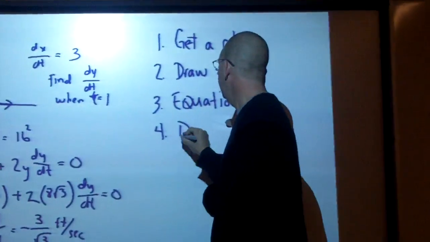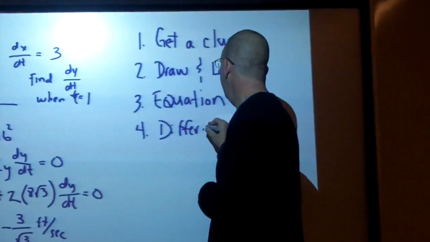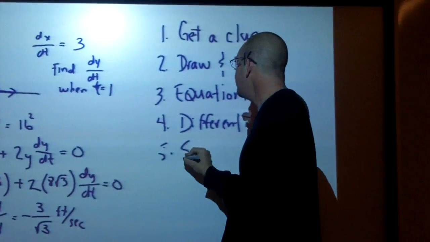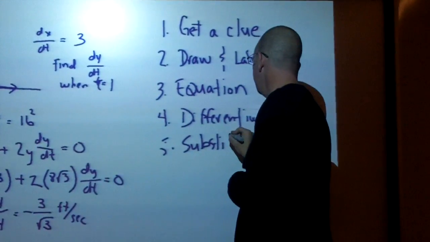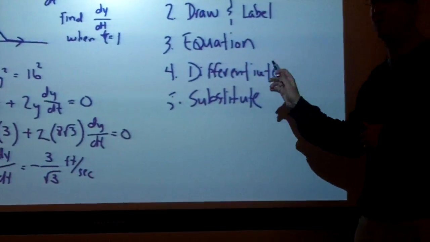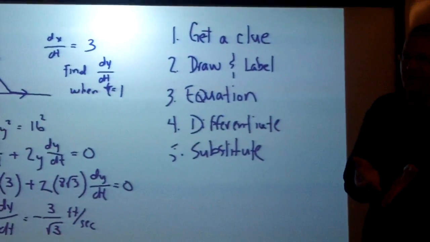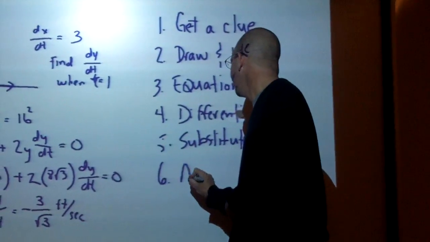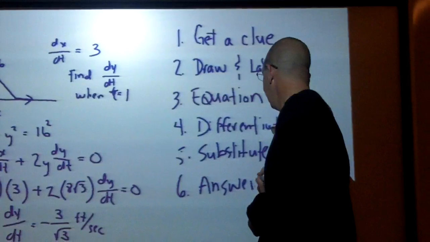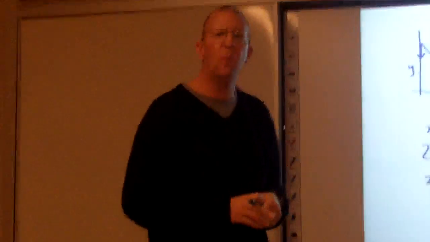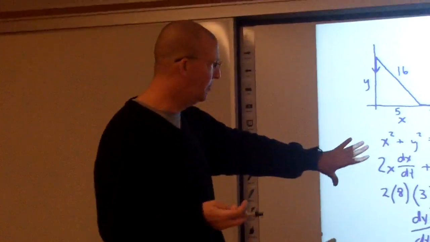4. Differentiate. 5. Substitute. And remember, like I said earlier, these 2 steps are the most important. Differentiate before you substitute. But more on that later. Finally, answer the question. When you do this, whether it's with our simple ladder sliding down the wall problem or one that gets a little more complicated, your answer will be correct.